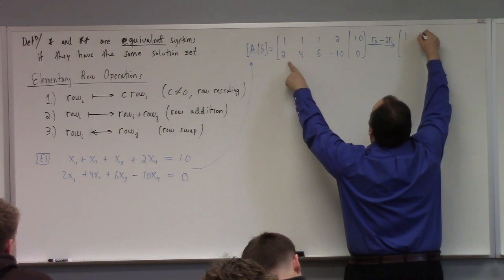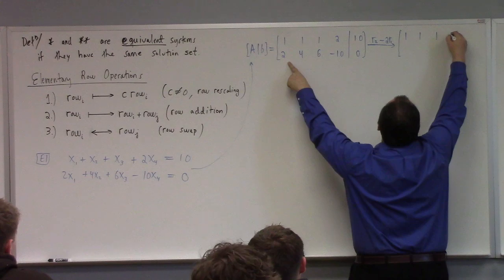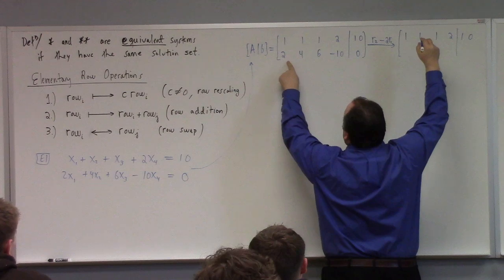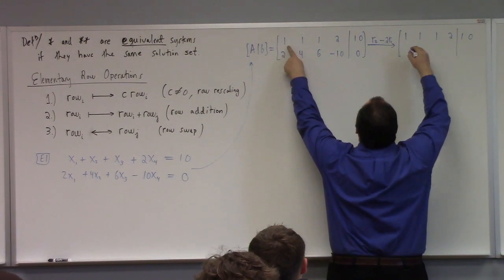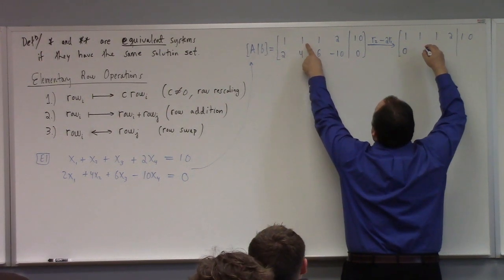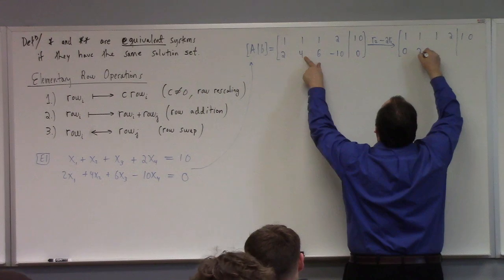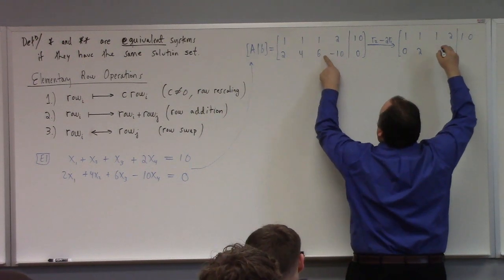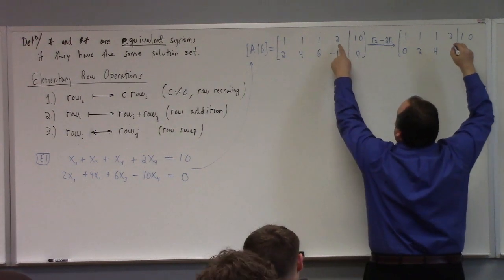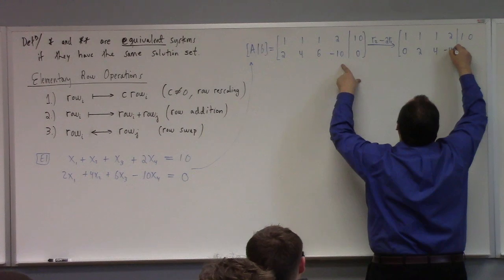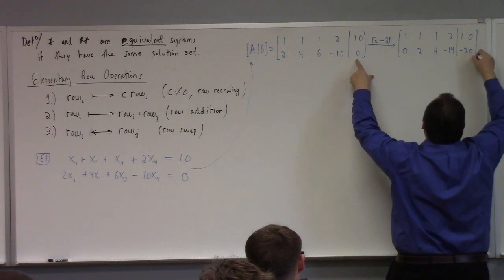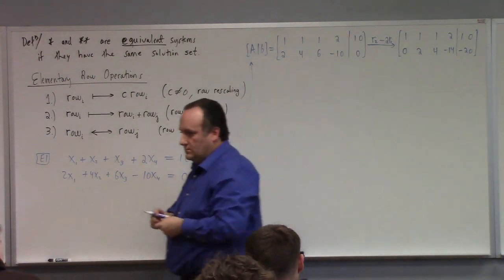So row 1 is not changing at all. All right, so what's row 2 minus 2 row 1? I take 2 minus 2 times 1 is 2, so I get 0 here. 4 minus 2 times 1, which is 4 minus 2, which is 2. 6 minus 2 is 4. And minus 10 minus 2 times 2 is minus 14. 0 minus 2 times 10 is minus 20. All right.